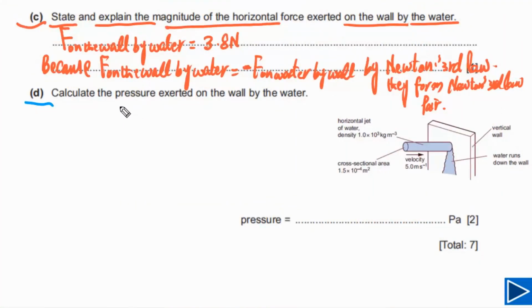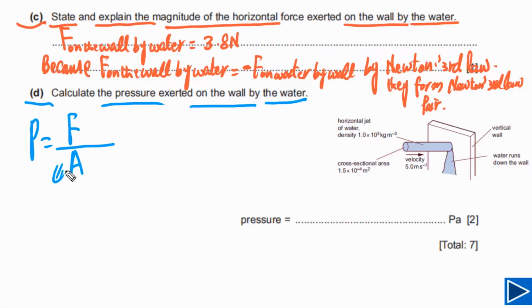For part D, we need to calculate the pressure exerted on the wall by the water. So pressure P simply is equal to force exerted on the wall divided by contact area. So this one is contact area. Now in this case, force we have already calculated. That is equal to 3.8 newtons.